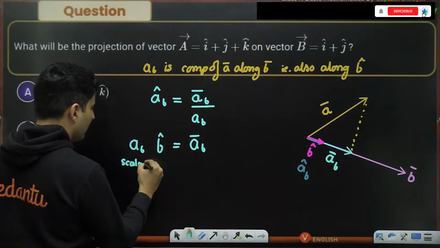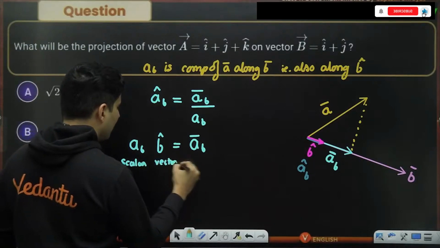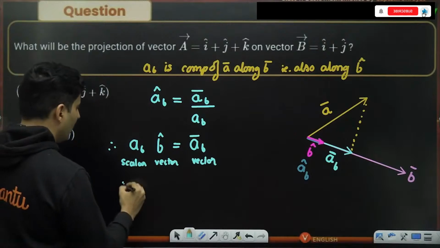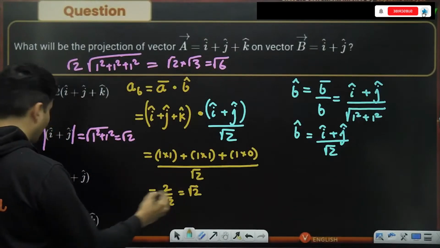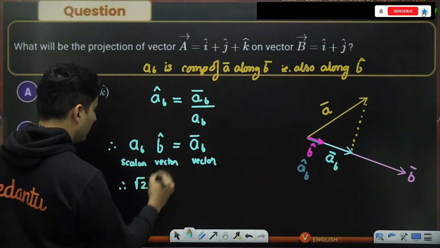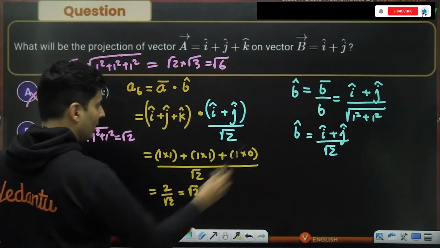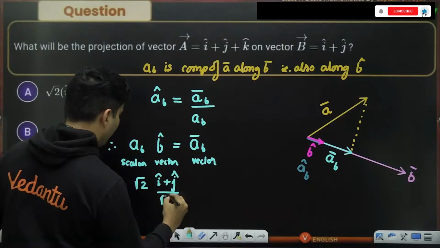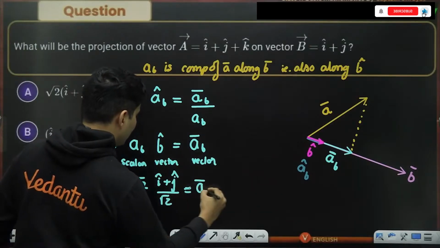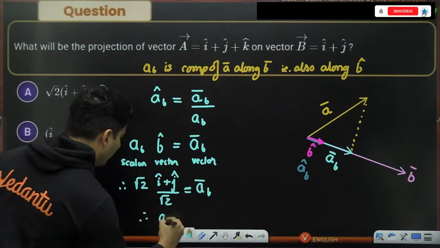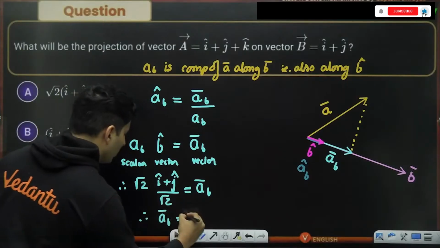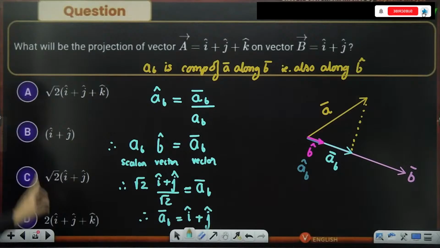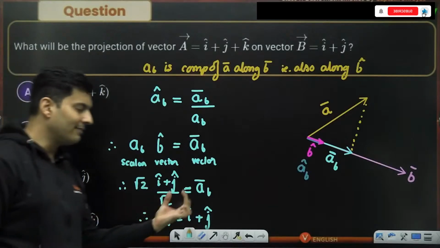This is now a scalar multiplied by a vector giving you another vector, which is perfectly feasible. It is allowed. And this value, we just got it as root 2. What is B hat? B hat, we found it over here, which is nothing but I cap plus J cap by root 2. So that is nothing but our vector itself. Therefore, our vector, root 2 cancels, will be I cap plus J cap, which is option B, of course. This is how you can find the vector itself.